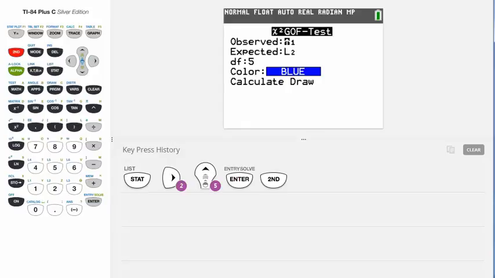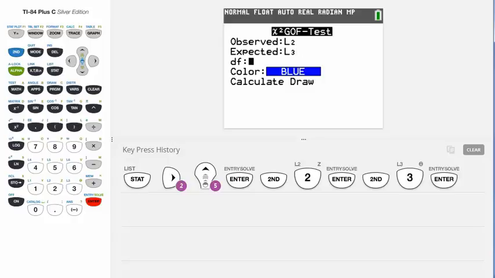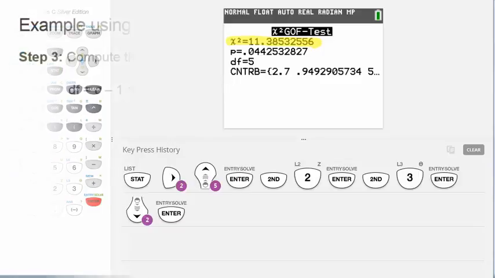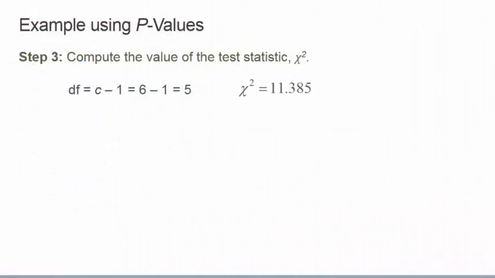Our observed value is in L2. Enter. Our expected value is in L3. Enter. Our degrees of freedom happen to be 5. And I'm ready to calculate. Enter. So my first value is my test statistic of chi-squared. I want to round that to 3 decimal places. Chi-squared equals 11.385.